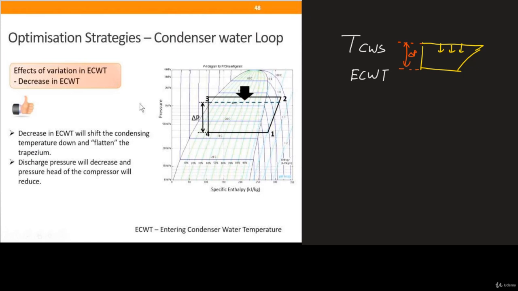Similar to what happened just now, the trapezium will be flattened. The pressure head will reduce, your delta P will reduce, and your chiller efficiency will improve. So again, energy consumption at the chiller will reduce. But of course, there's always a downside. So what's the downside?